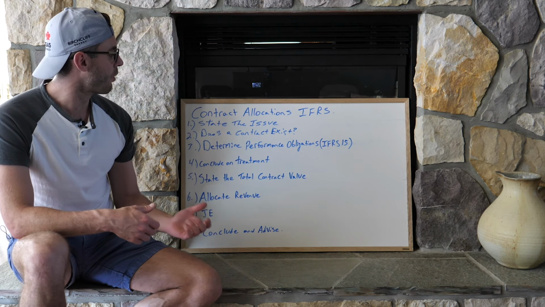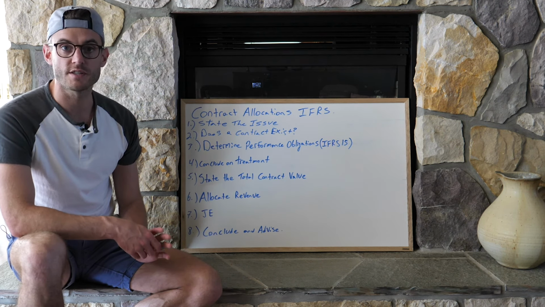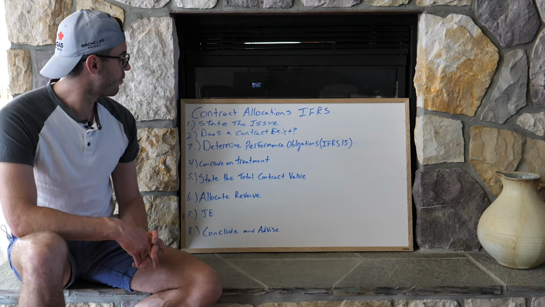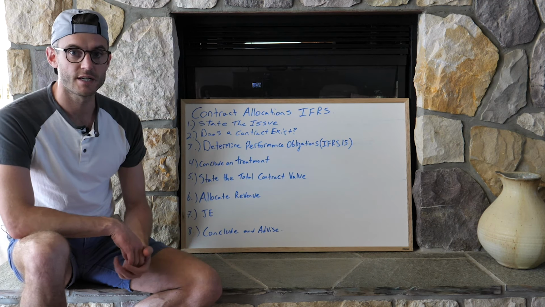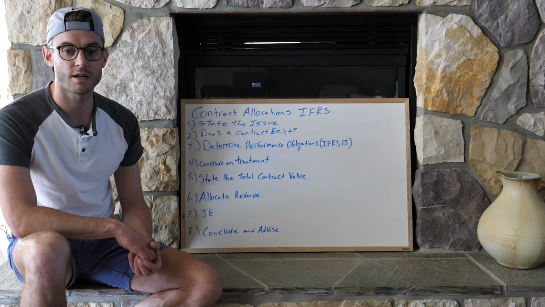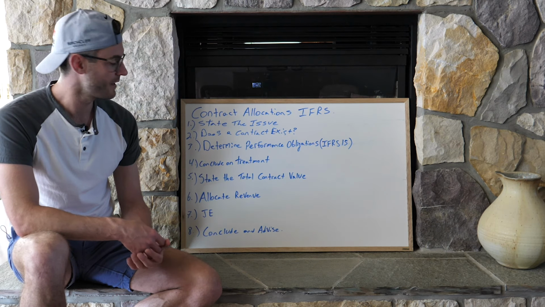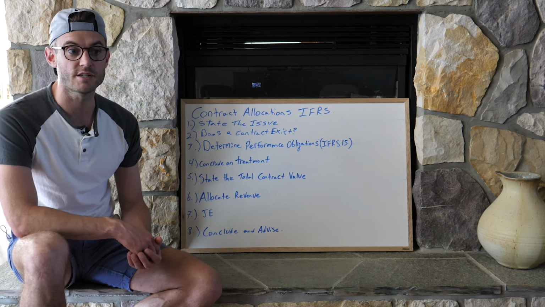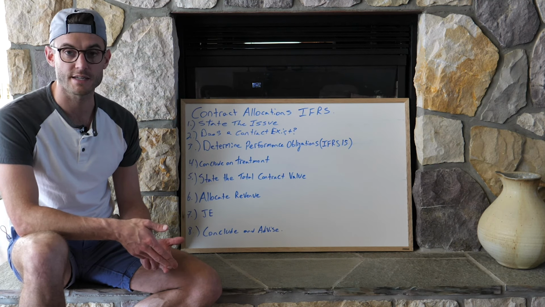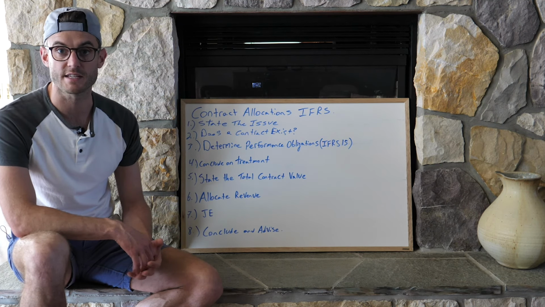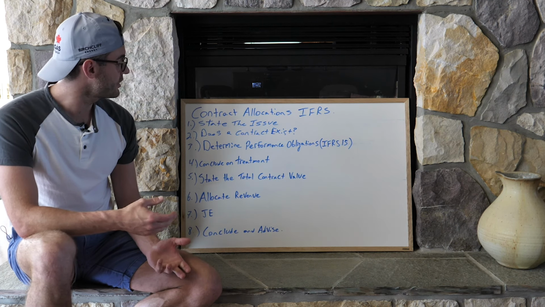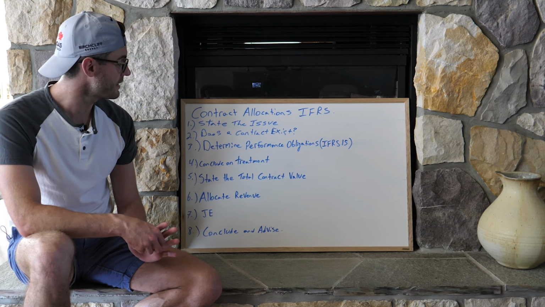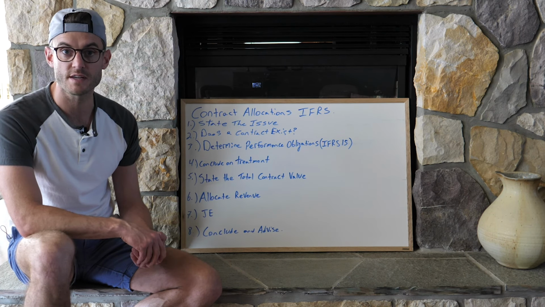So the first one I'm going to go over is contract allocations via IFRS. One thing that you want to do when you start with these FR discussions is state the issue. Next, you want to identify, does a contract exist? And you need to specifically state that it exists and why it exists using case facts. Next, you're going to use IFRS 15 in the handbook, and you're going to determine the performance obligations.